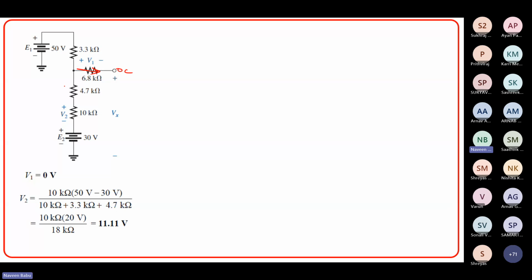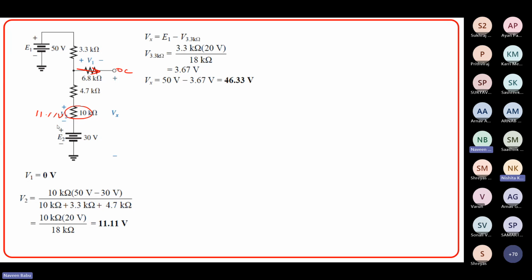So it is 10, this particular resistor, multiplied by the sum of all the voltages in this loop, which is 50 minus 30, divided by all the resistances, which is 10, 4.7 plus 3K. So it is 11.11 volts. That is the V2 voltage.